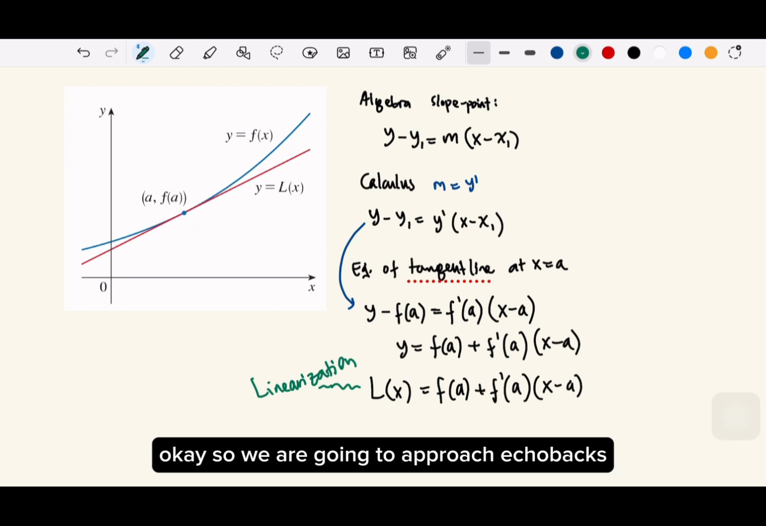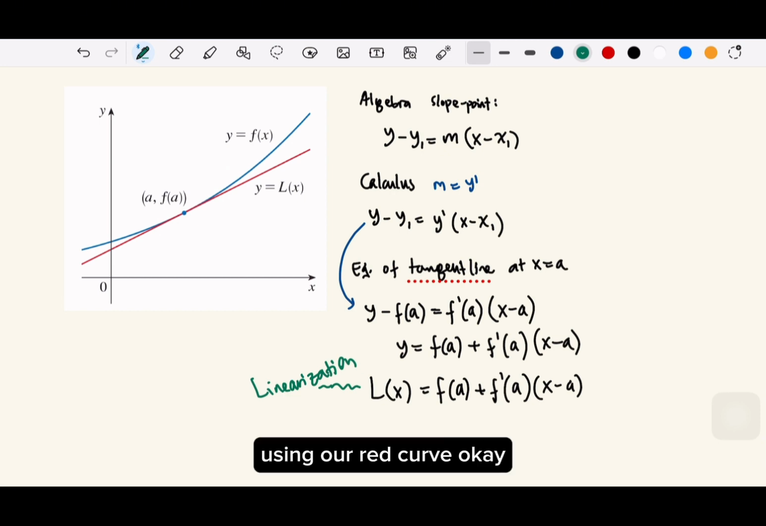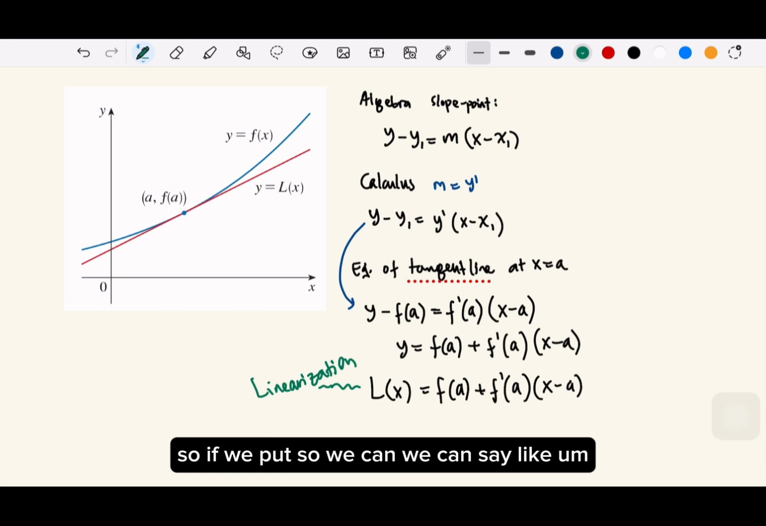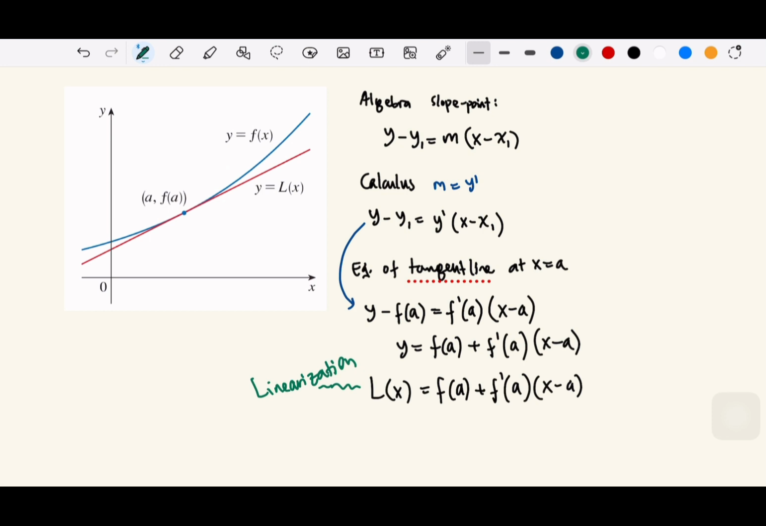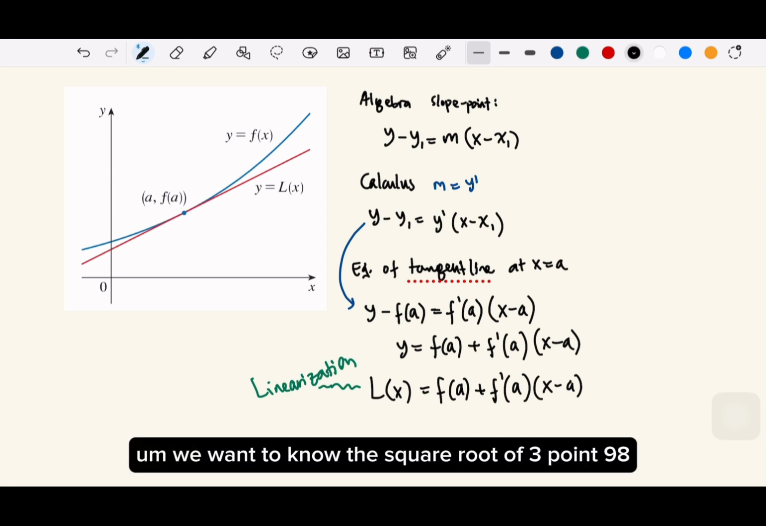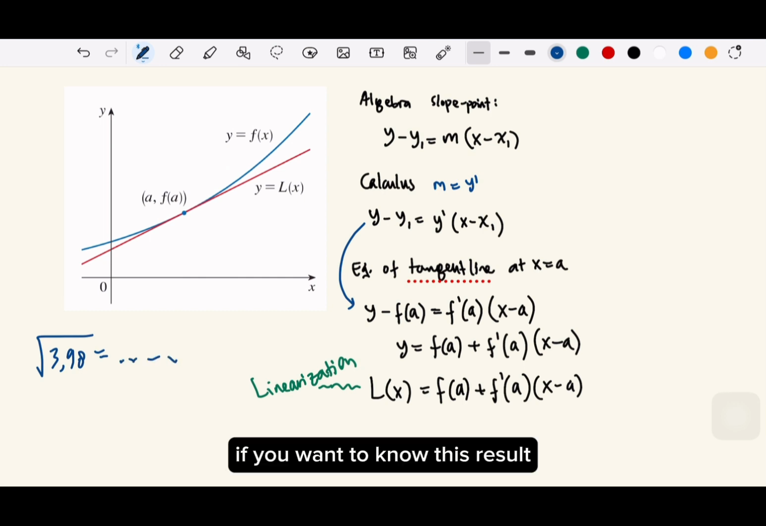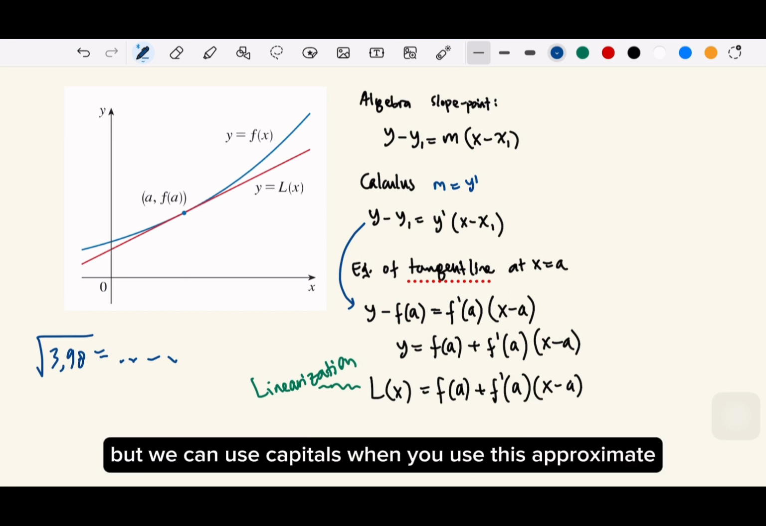Okay, so we are going to approach f of x from point a using our red curve. So maybe we would like to say, let's say, we want to know the square root of 3.98. Okay, we want to know this result. Of course, you could plug it into your calculator and you get this result. But we can use calculus.